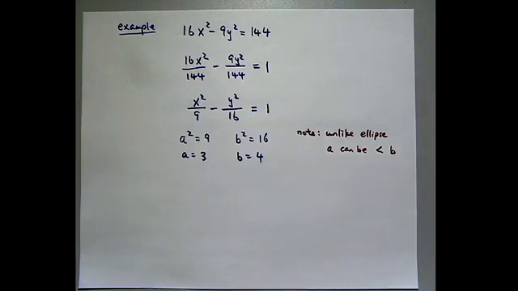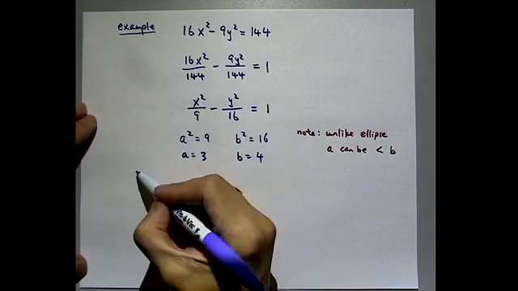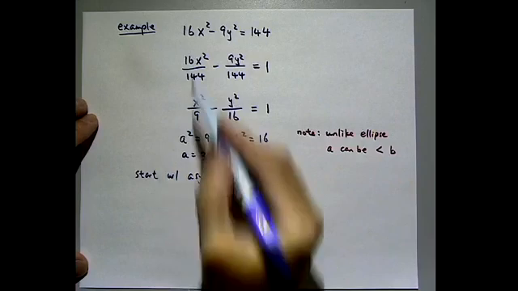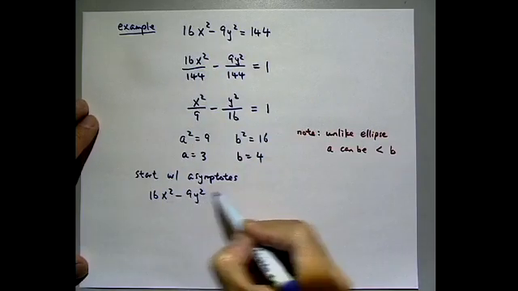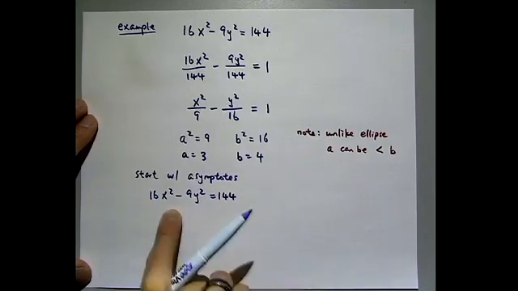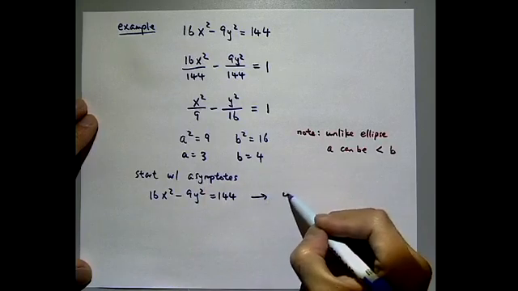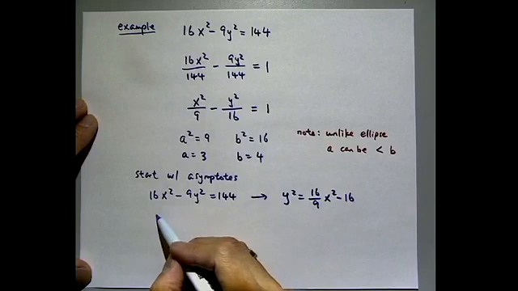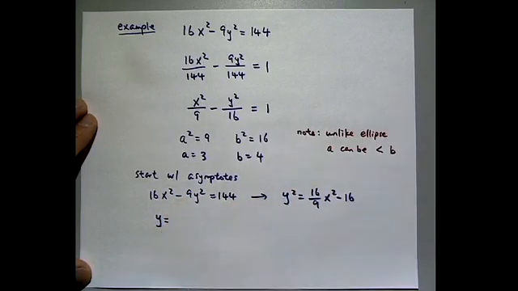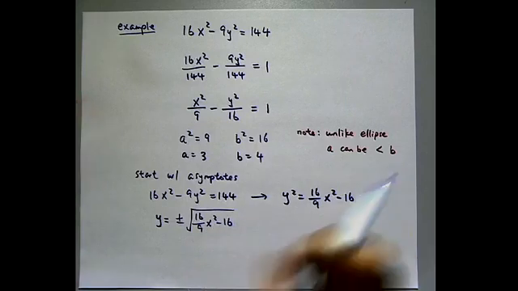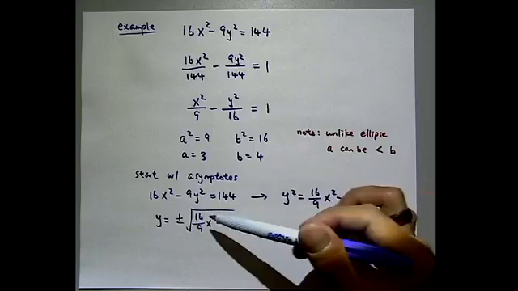To sketch this thing, one very helpful way is to start with asymptotes. I'll show you what they look like. If I take the equation I started with and solve for y, you take the y term over here and subtract, divide by 9 all the way through. So y, when I take the square root, is plus or minus the square root of 16 over 9 times x squared minus 16.